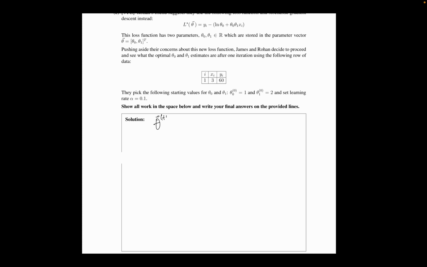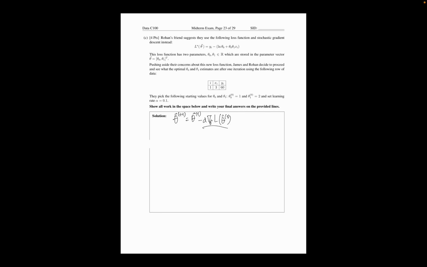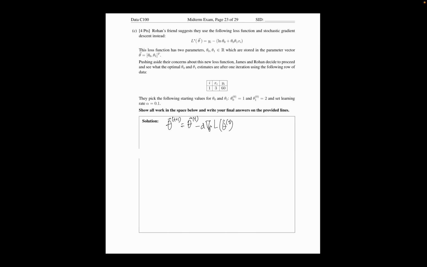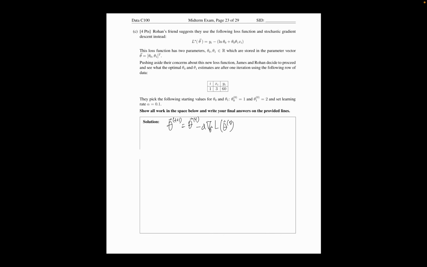And so what is important to remember is that for the gradient descent update rule, it's theta t plus 1 is equal to, if you can recall, theta t minus alpha times the gradient vector of the loss function, and you plug in theta t. And since we need the gradient vector, we have to find a partial derivative with respect to theta 0 and theta 1 for this loss function. So let's do that.